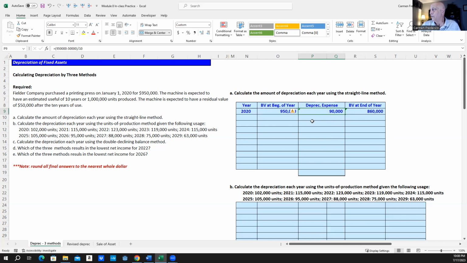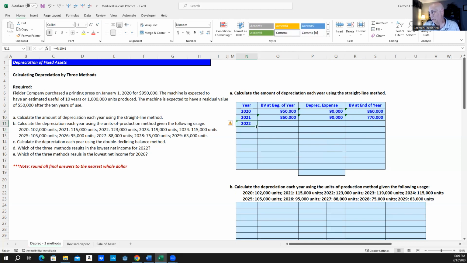So let's look at the next year. 2021 is the next year, and the beginning book value was last year's ending book value, $860,000. The depreciation expense on a straight line basis is going to be the same. Again, it's the same formula. It's going to be the 950,000 minus the 50,000 divided by 10. It's always going to be the same for straight line. And the ending book value is going to be the beginning book value minus the depreciation expense. And we can just copy this down because it's a straight line.